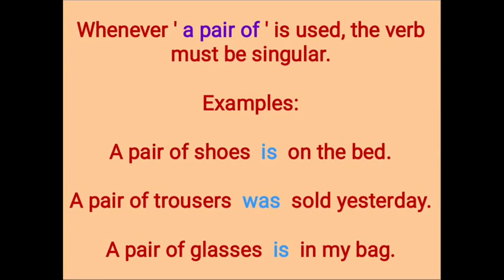Whenever a pair of is used, the verb must be singular. What this simply means is that when a pair of is used in a sentence, it should go with a singular verb. That is just the basic explanation for this. From the examples, we can see a pair of shoes is on the bed. A pair of trousers was sold yesterday. A pair of glasses is in my bag.